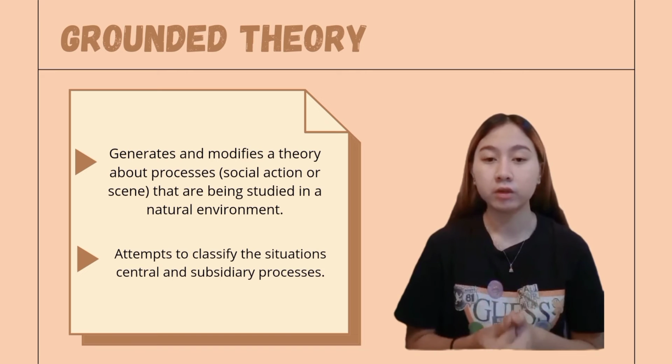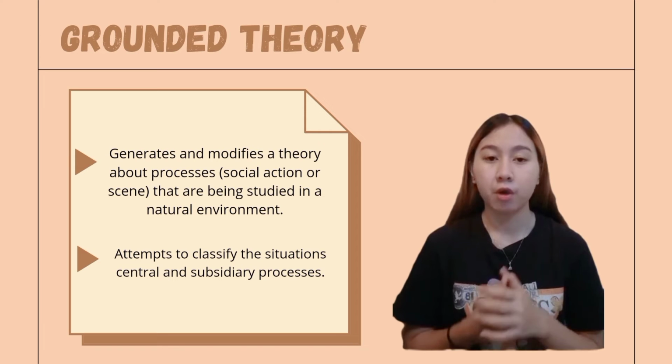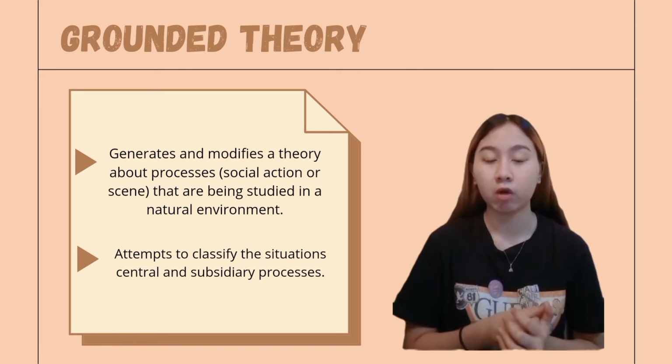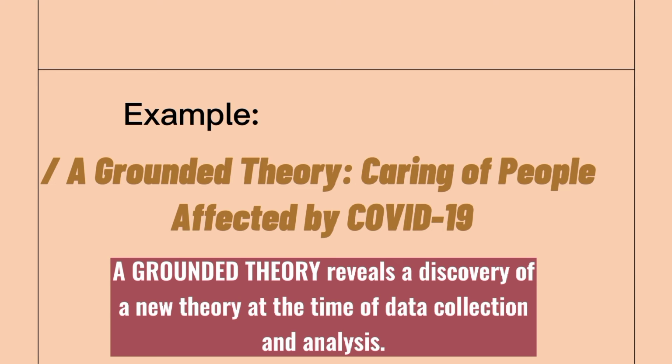That is, grounded theory takes place when a new discovery of a certain theory happens or occurs during the time of your data collection and analysis. Now in this example, a grounded theory: caring of people affected by COVID-19. Although from the title, we cannot really say what kind of theory was discovered, obviously, there may be a theory discovered while this researcher is conducting his or her study as regards caring for people who are COVID-19 patients. Again, a grounded theory reveals a discovery of a new theory at the time of data collection and analysis.